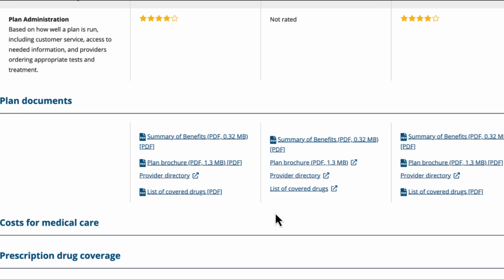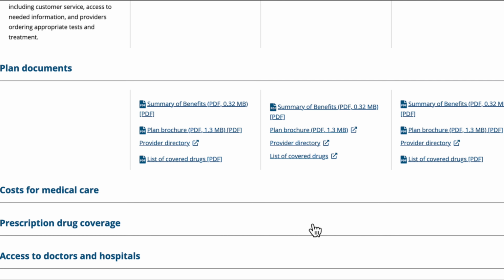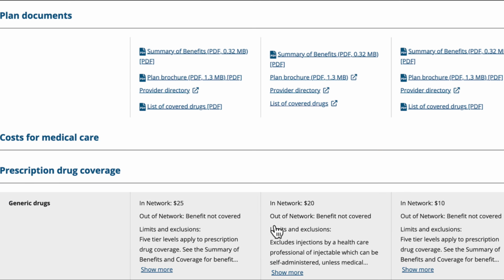Plan documents, highly important. Maybe don't get into it at this stage, but once you've sort of narrowed down which plans might be best for you, you definitely want to look at the summary of benefits, you want to look at the plan brochure, you want to look at the provider directory, and you absolutely want to look at the covered drugs. I'm going to jump over costs for medical care and discuss prescription drugs for just a moment.